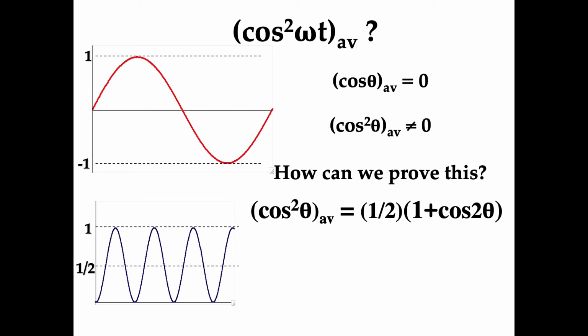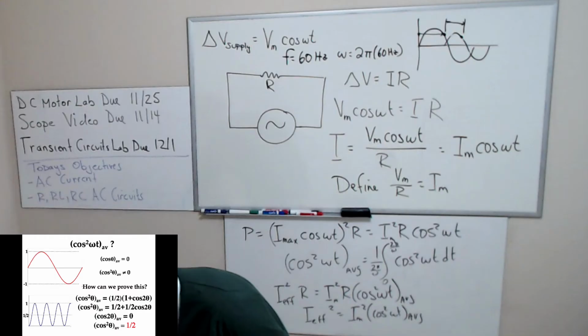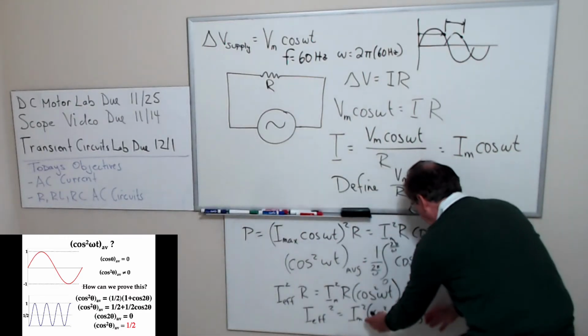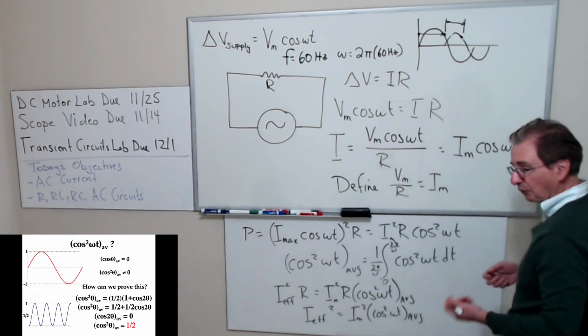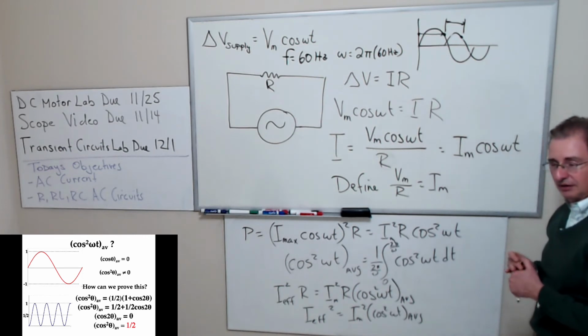I know it's a weird question. What's the average of cosine of 2 theta over one cycle? It's 0. So basically the average is a half. So the average of cosine squared omega t is just a half. If you want to prove it, evaluate the integral and go through the process. I'll let you do that.